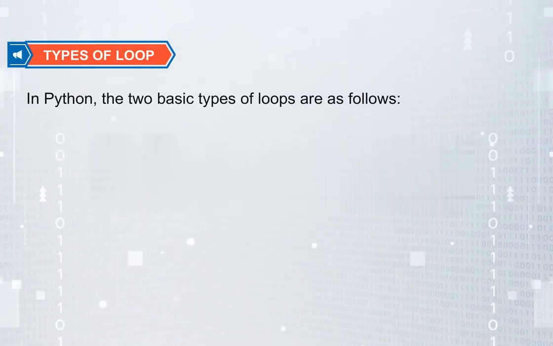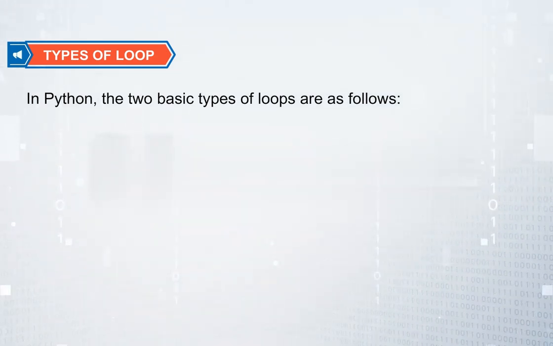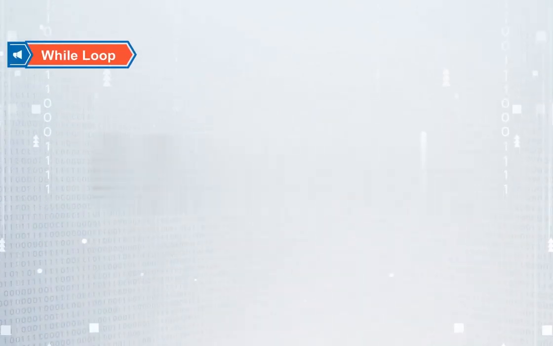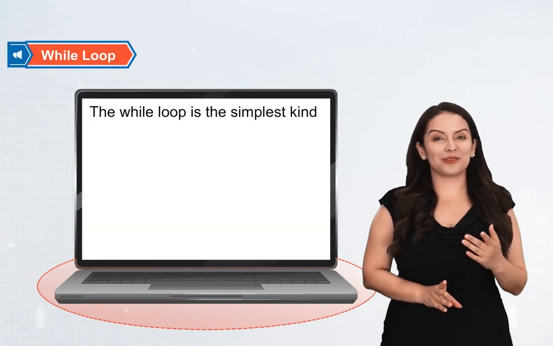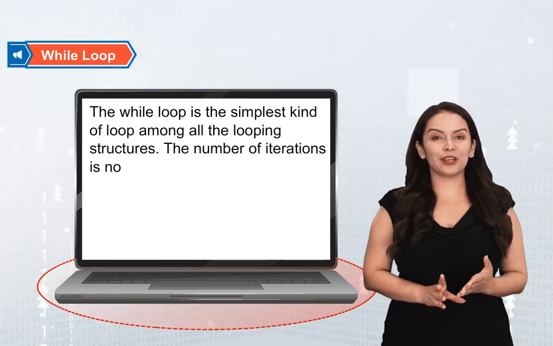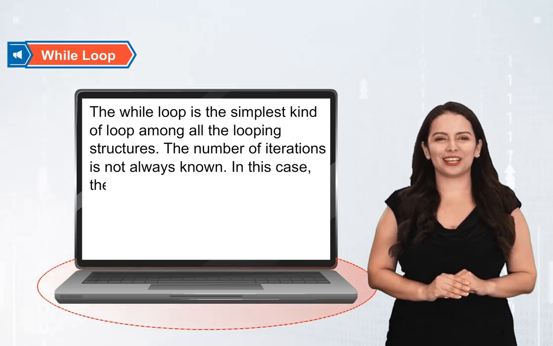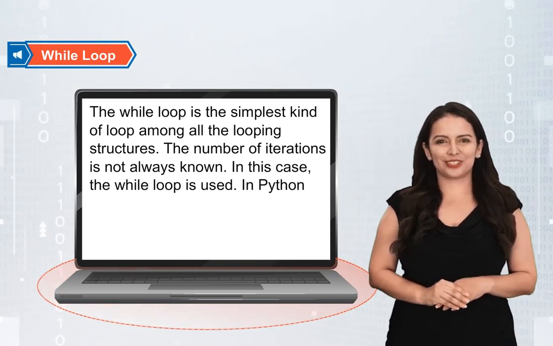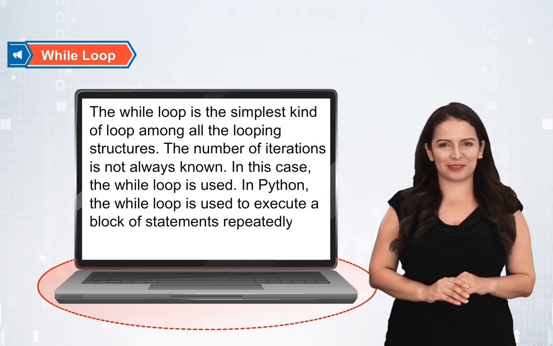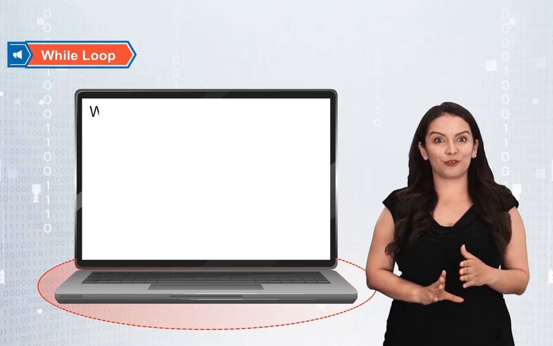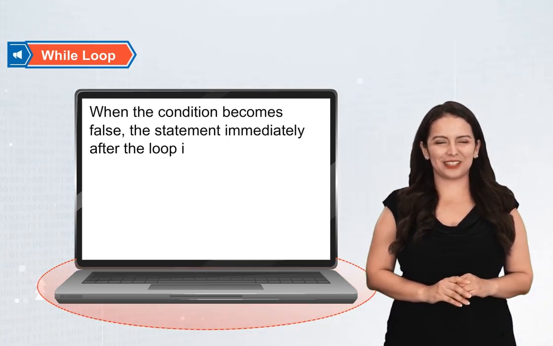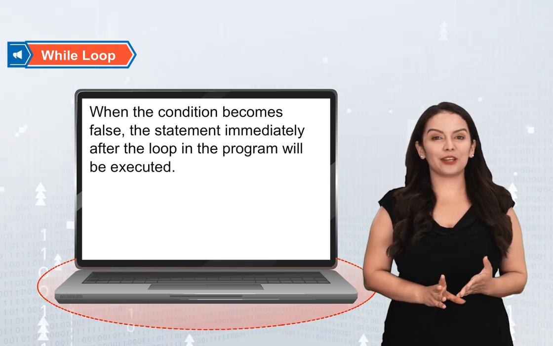Types of loop. In Python, the two basic types of loops are as follows: while loop, for loop. While loop. The while loop is the simplest kind of loop among all the looping structures. The number of iterations is not always known. In this case, the while loop is used. In Python, the while loop is used to execute a block of statements repeatedly until a given condition is true. When the condition becomes false, the statement immediately after the loop in the program will be executed.